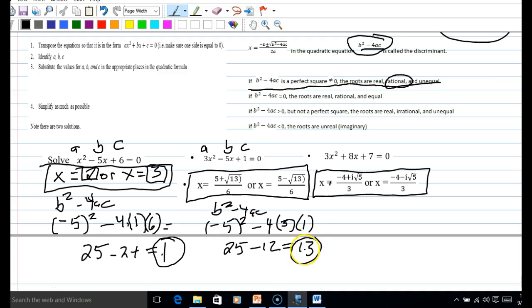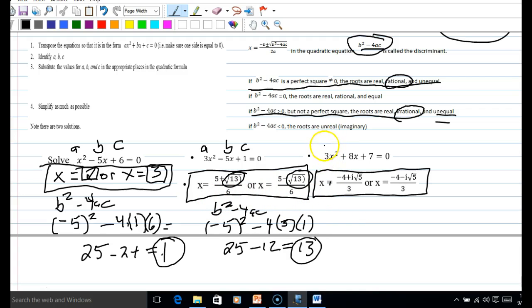Now 13 is not a perfect square. So b squared minus 4ac is greater than 0, which means it's positive, but it's not a perfect square. So the roots are going to be irrational and unequal. The square root of 13 is an irrational number. So again, that tells us basically what type of solutions we're going to have. And here, from solving this previously, these were our two solutions, and these two numbers are irrational.